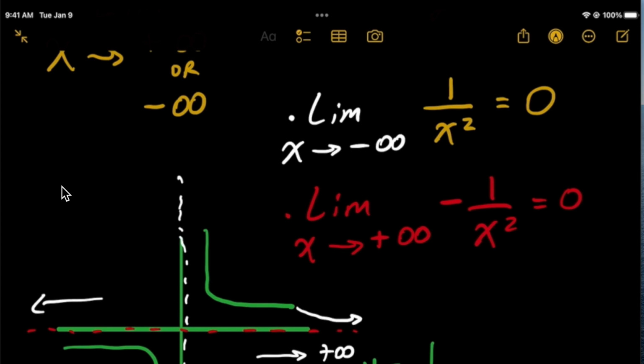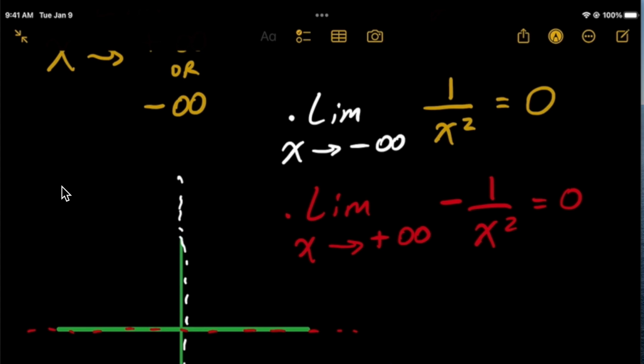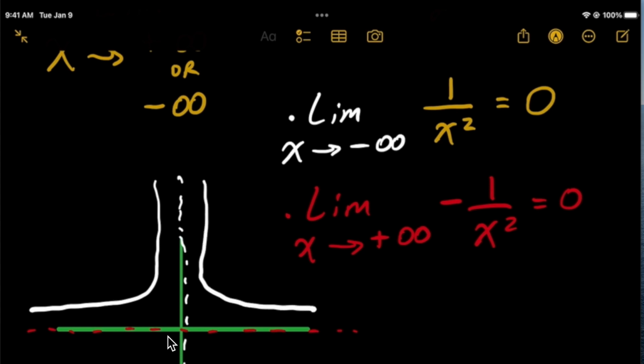Let's look, real quickly, at 1 over x squared. 1 over x squared is similar to 1 over x, but because of the x squared term, this portion of the graph gets flipped over the x-axis. Again, it still has a horizontal asymptote of y equals 0. So as x gets larger, this graph is going to approach y equals 0, and as x approaches negative infinity, the same thing is going to happen.